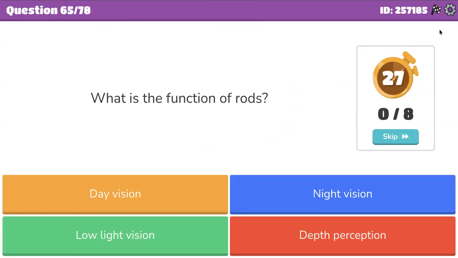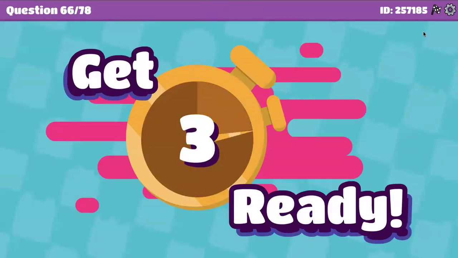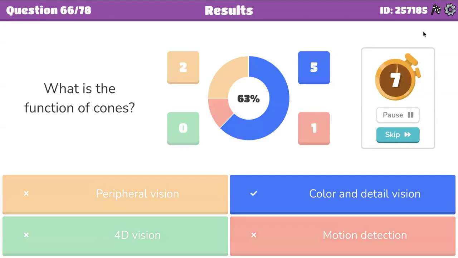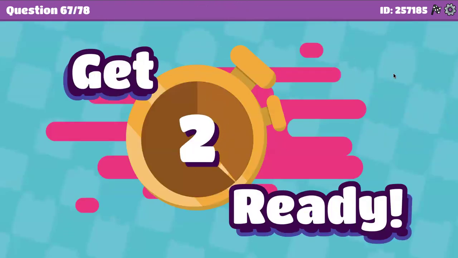What is the function of rods? And we're going into our special senses now. So, like the rods in our eyes, what is their function? Yep, low light vision. What is the function of cones? Our color and detailed vision.